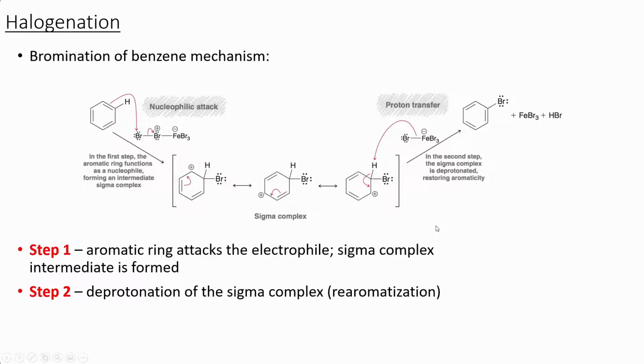The next step of the reaction is a proton transfer from the sigma complex. The proton that's directly attached to the carbon bearing the bromine is deprotonated by the iron bromide complex, and this is mostly like an E1 type mechanism, right? These electrons between the proton and the carbon then reform aromaticity in the form of a pi bond. So in step 1, the aromatic ring attacks the electrophile, and we form the sigma complex. Step 2, deprotonation of the sigma complex, which leads to re-aromatization.